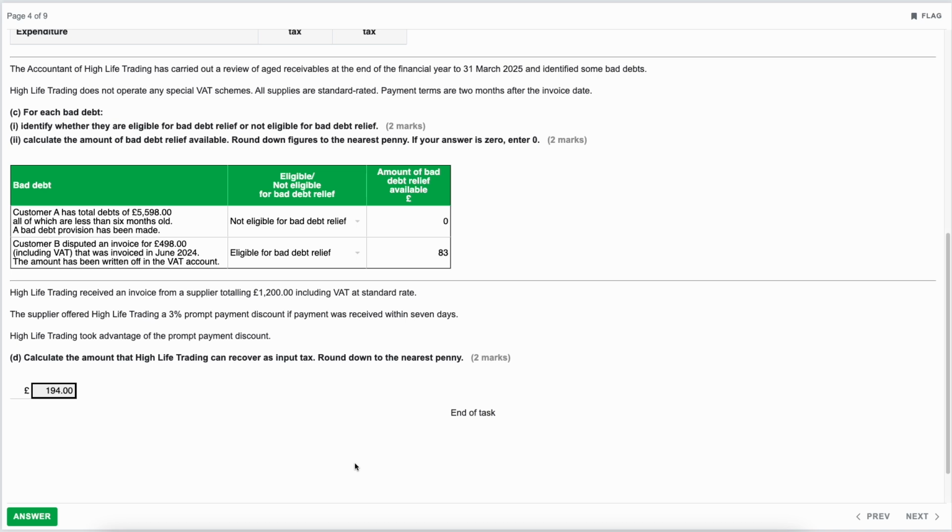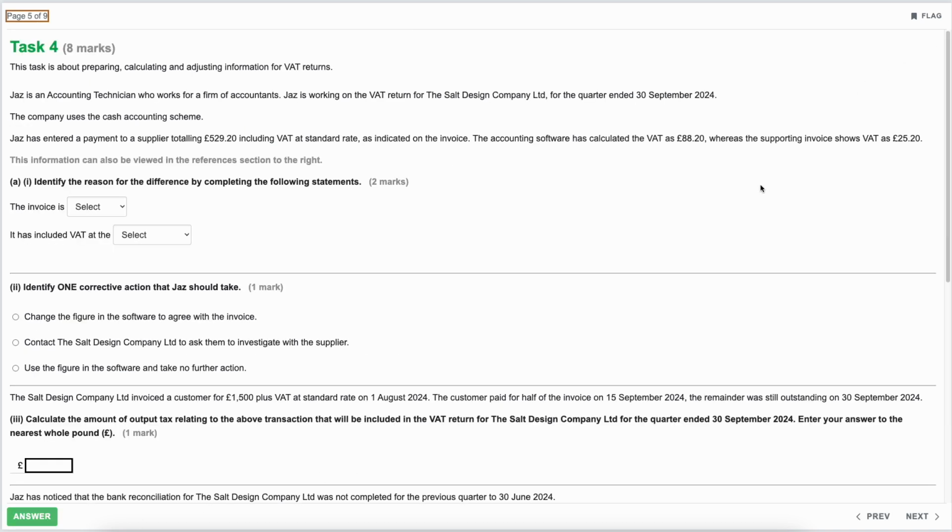Excellent, so that covers task 3. Let's now move on to task 4. So task 4 is worth 8 marks and is about preparing, calculating and adjusting information for VAT returns. Jazz is an accounting technician who works for a firm of accountants. Jazz is working on the VAT return for the Salt Design Company Limited for the quarter ended the 30th of September 2024. The company uses the cash accounting scheme.